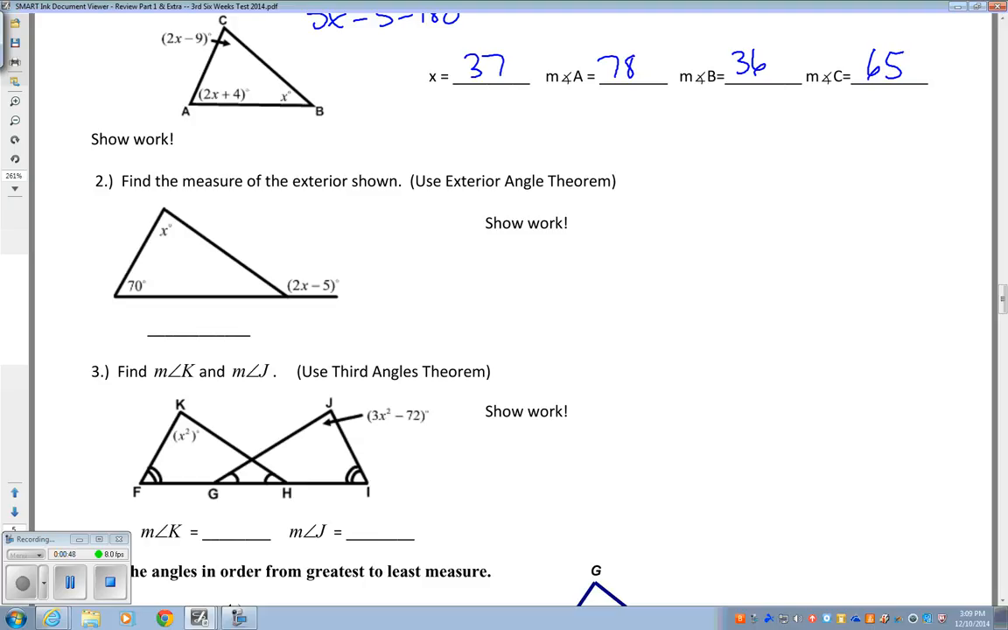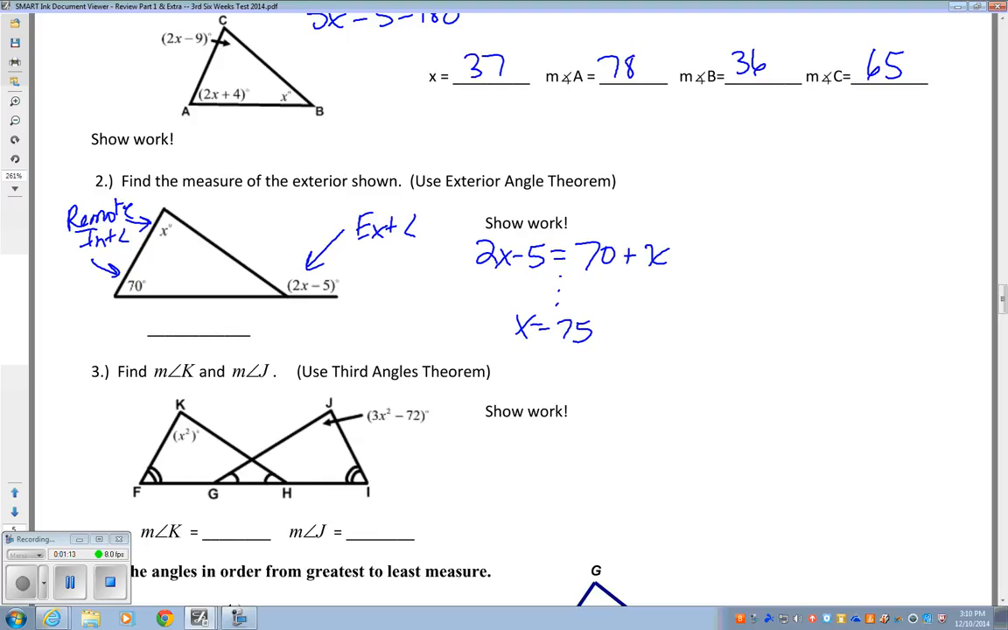All right, then you will have a problem asking to use the exterior angle theorem. This states that your exterior angle, which is this angle here, whatever's on the outside of the triangle, is equal to the sum of the remote interior. So these two are your remote interior. To show your work, you should have set it up as 2x minus 5 equals 70 plus x. Worked it out, you should have got x equals 75. And then that means the exterior angle when you plug it in is 145. Most of y'all had that.